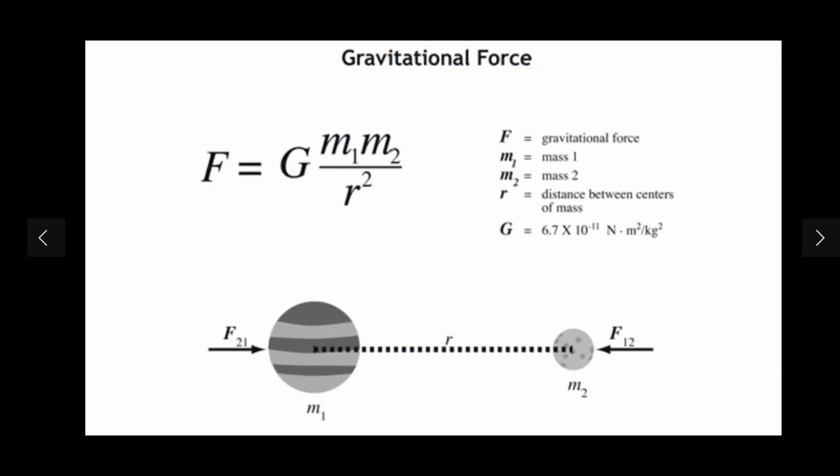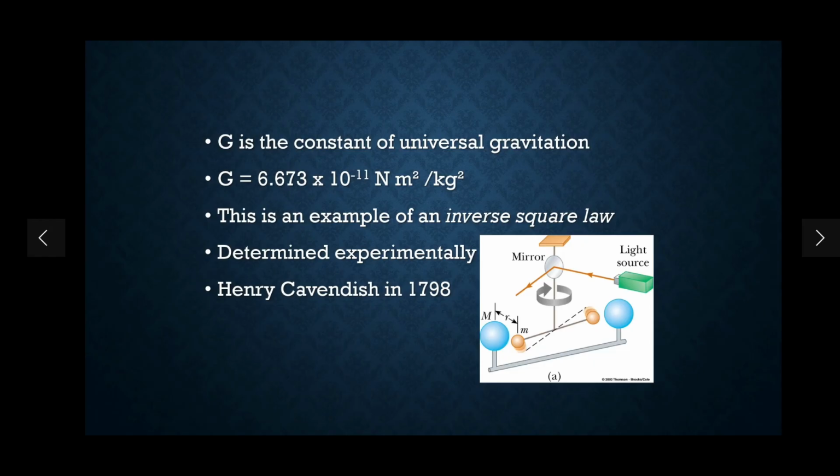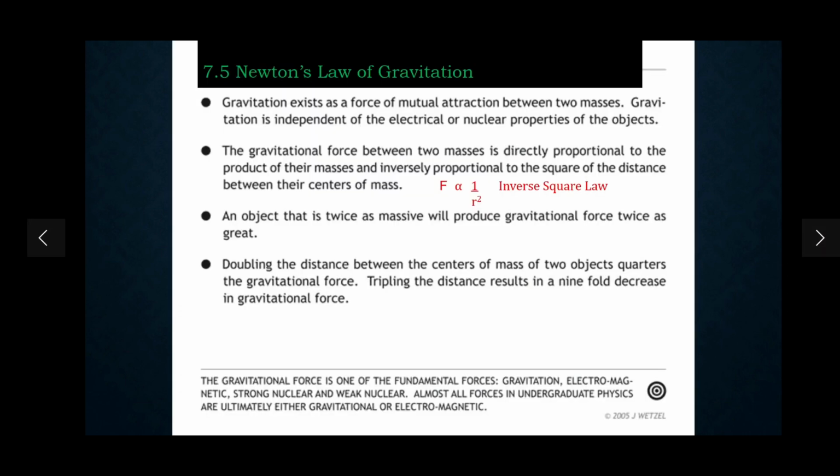And what is G? G is the universal gravitational constant. It is always a constant, equal to 6.67 times 10 to the power of negative 11 newton meters squared per kilogram squared. G is the constant of universal gravitation. It was determined experimentally by Henry Cavendish in 1798. This is an example of an inverse square law. Now let's explain Newton's law of gravitation.